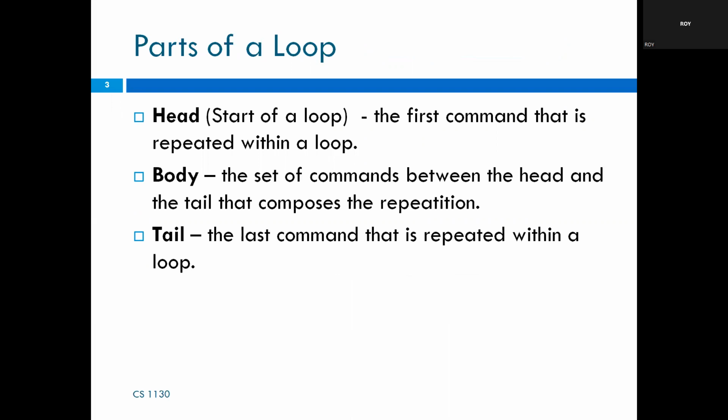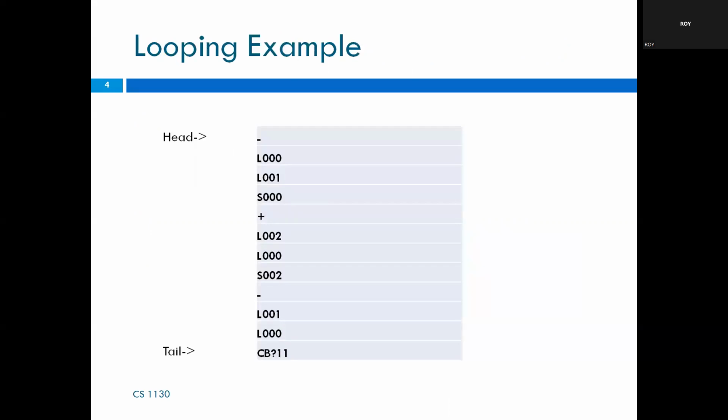Before we go there, let us introduce the parts of a loop. Usually a loop has a head, which is the start, the first line that is repeated within a loop. Then it has a body, the set of commands with the head and the tail that composes the repetition. The tail is the last command that is repeated within a loop. So in this factorial program in the analytical engine, we have the minus as the head and the CB print 11 as the tail.